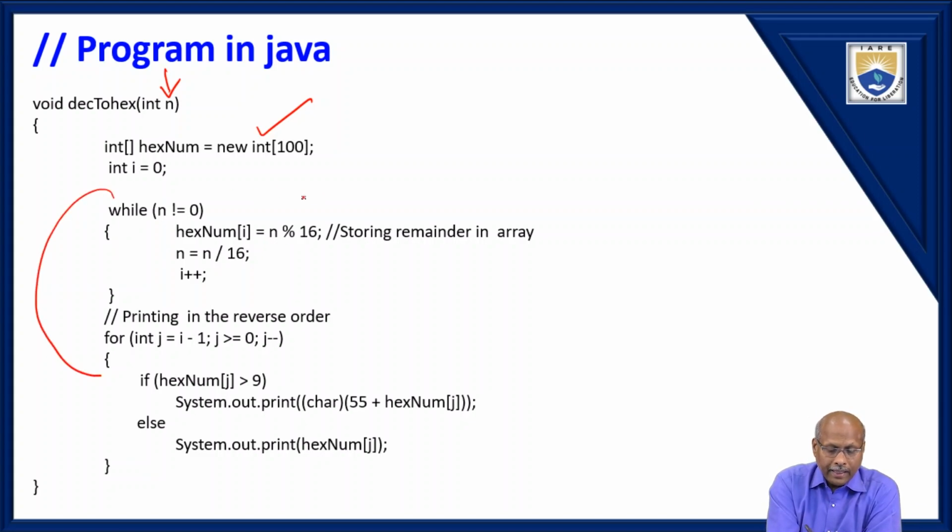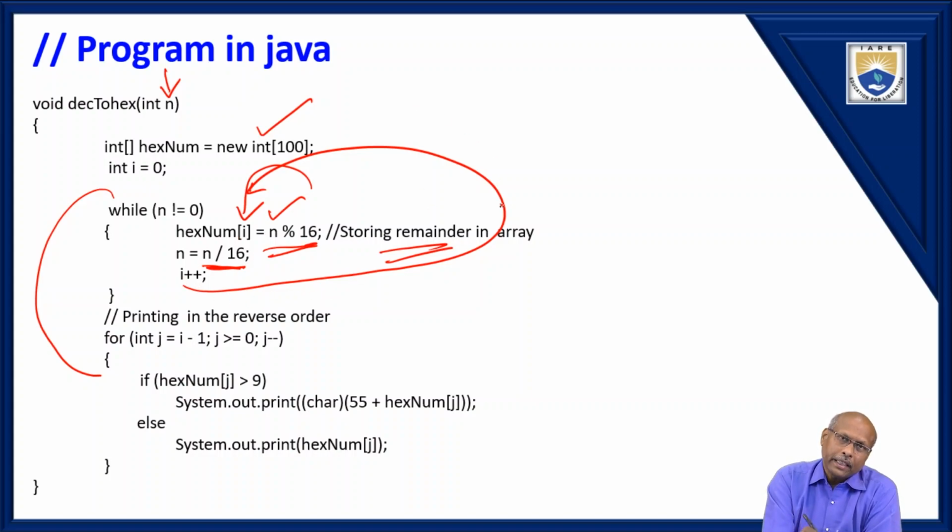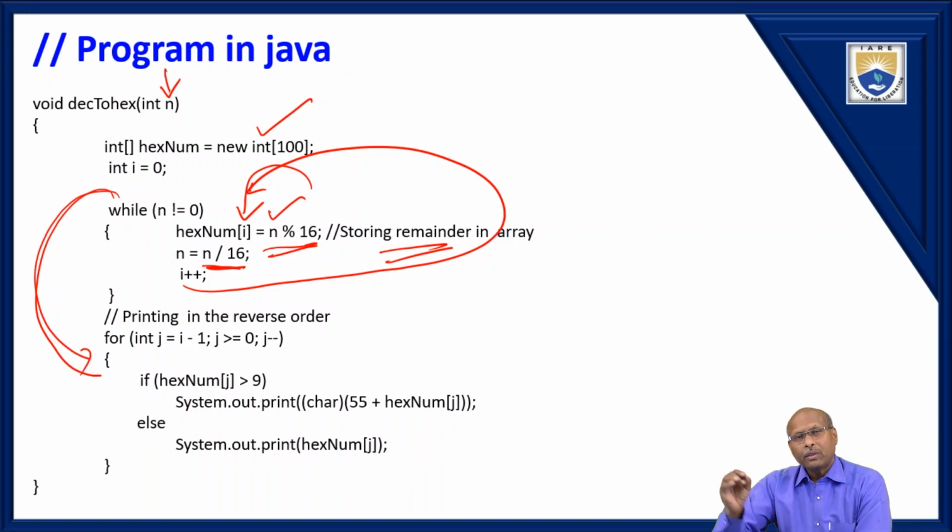Take n as the number and take the modulus. If you take the modulus, it will give the remainder, and that remainder is stored in the array. After storing in the array, divide the number by 16, so then we get the remaining part. Then go to the next index. Next time, n is already divided by 16. Then take the remainder, store it, again divide by 16, and go to the next index. You keep on dividing and storing until n becomes 0. Whenever n becomes 0, come back in reverse order.